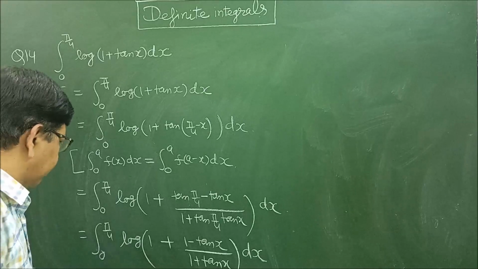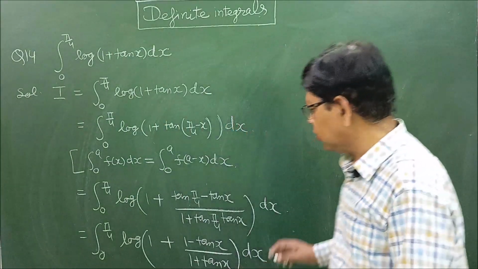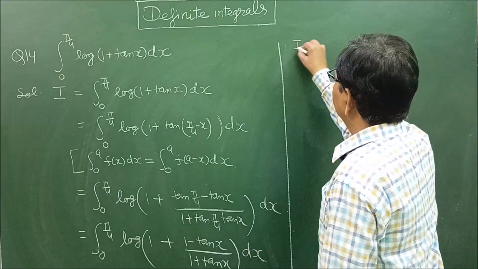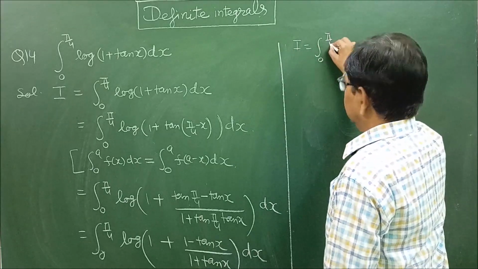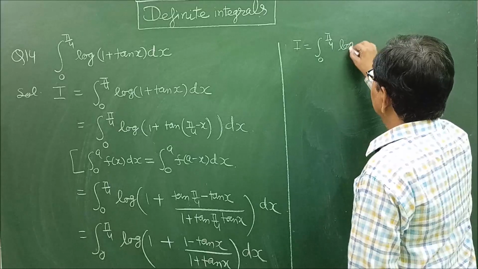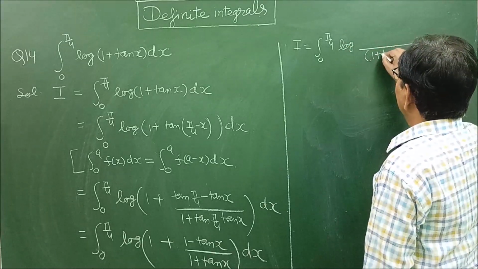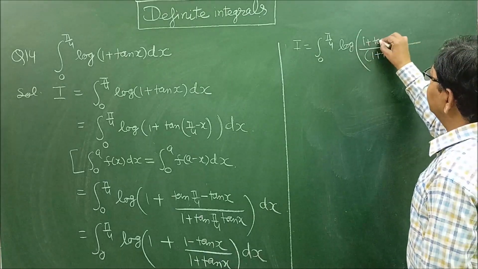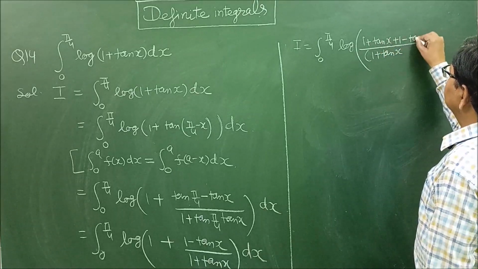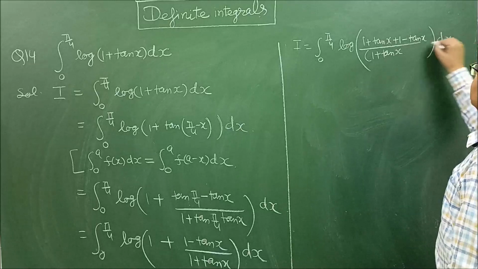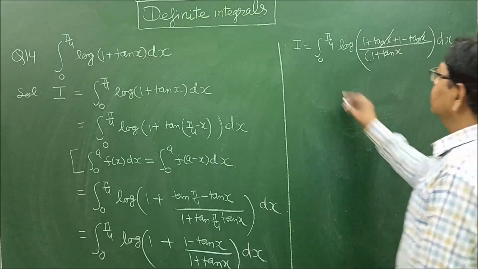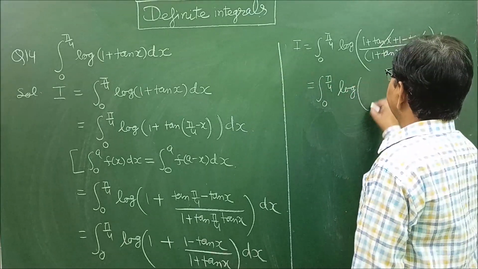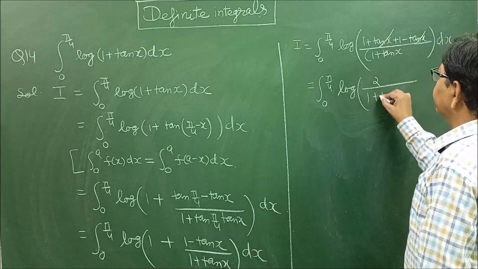Now taking the LCM in the denominator, this definite integral I is equal to the integral from 0 to pi by 4 of log of [(1 + tan x) + (1 minus tan x)] upon (1 + tan x) dx. The tan x and minus tan x get cancelled, so this is equal to the integral from 0 to pi by 4 of log of 2 upon (1 + tan x) dx.